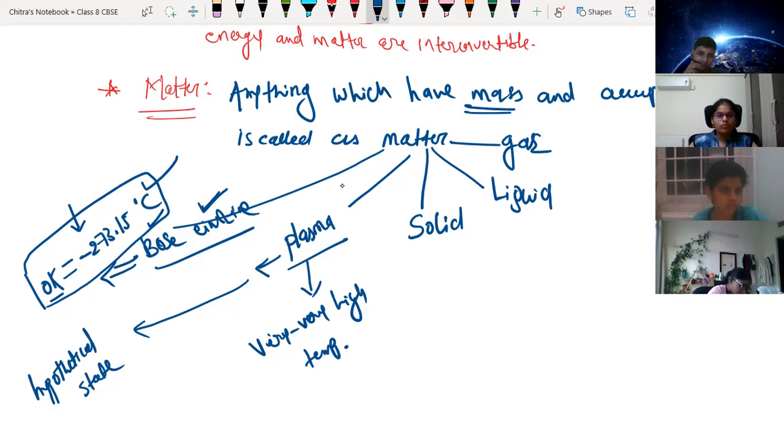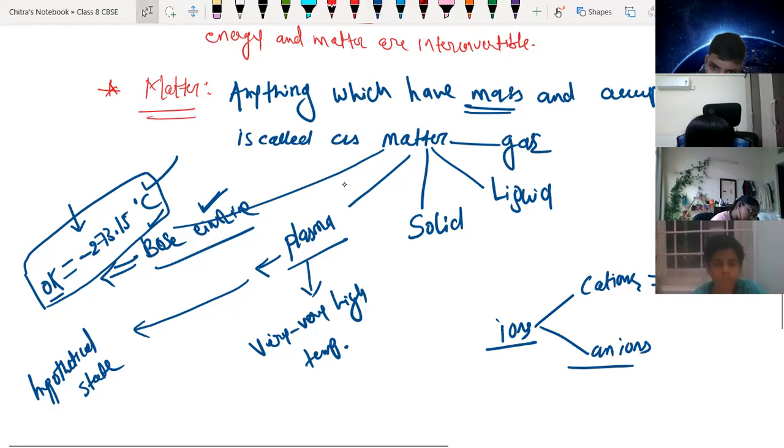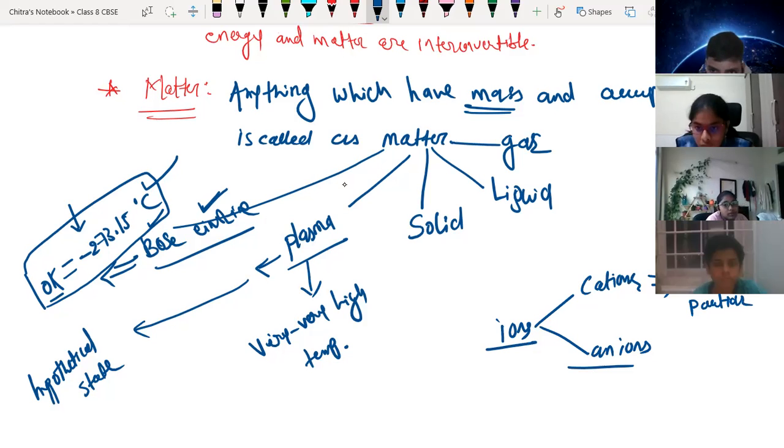At that particular temperature, all the matter will be present in ions. So we have cation and anion. Cations are positively charged particles. Therefore, anions are negatively charged particles. Understood?